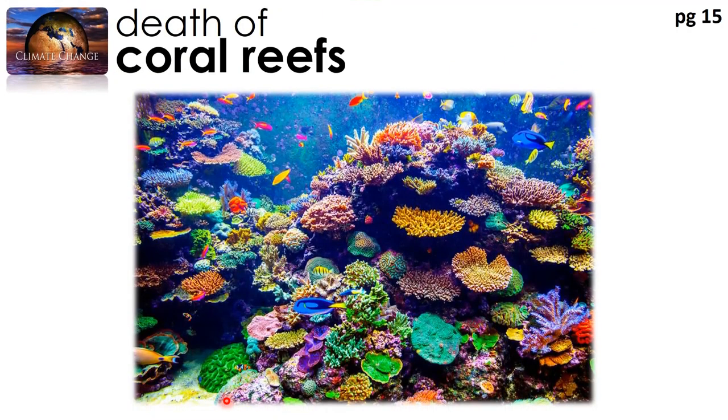So let's talk about coral reefs. Corals are animals, all right? They are marine invertebrates. They secrete calcium carbonate to form a hard skeleton. They are very colorful because they have a symbiotic relationship with a pigmented organism called zooxanthellae. Zooxanthellae live inside the coral polyps, okay, and they have the ability to photosynthesize.